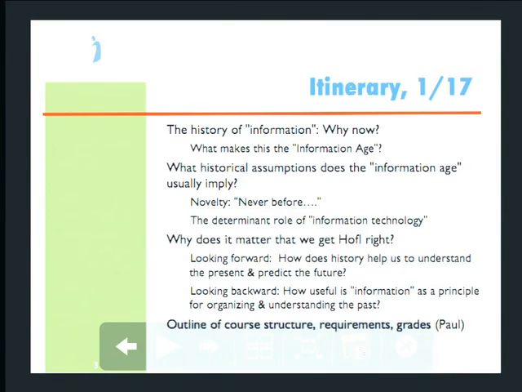What I want to do is give a sense of why we're doing a history of information class, what makes this the information age, why is that focus so important. When we talk about the information age, the phrase trails behind it a certain set of assumptions, most of which I would imagine you share. So I want to bring those up because they're things we'll be looking at over the course of the semester.